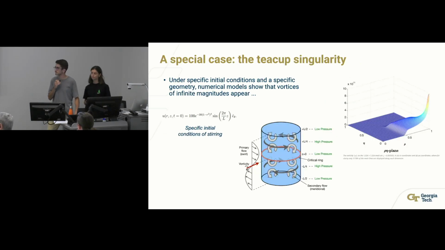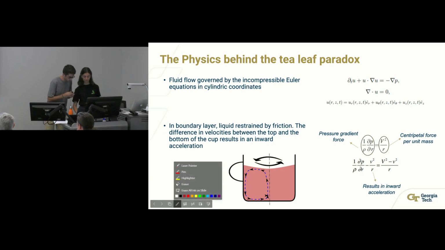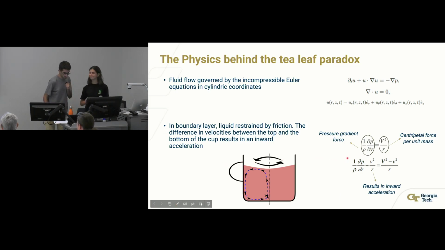Do you want to use the mouse and show it? Those people online can't see your hand. Okay, I can. No, this is a laser pointer. Okay, sorry. What's capital V and what's small v?